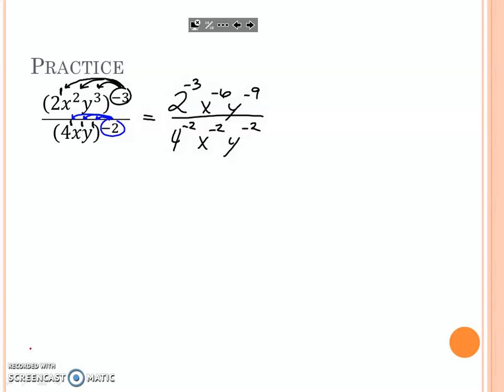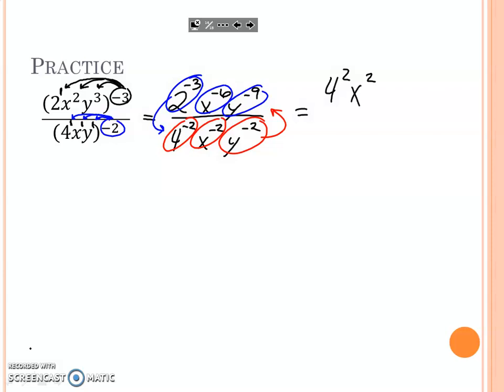Okay? So I got rid of the parentheses. Next step is I need to get rid of my negatives. Holy cow, everything up here is negative. All of those 3 are going to move up top. All of those 3 are going to move down to the bottom. And when I do that, it essentially just flips everything. I've got a 4 squared, x squared, y squared, over, excuse me, 2 cubed, x to the 6th, y to the 9th.